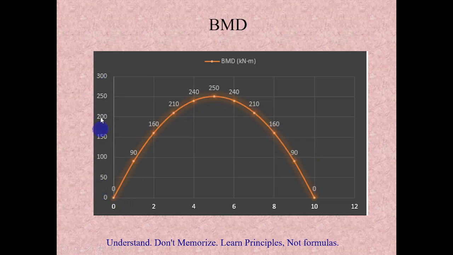Whatever we are seeing here is the bending moment value in kilonewton meter, and this is the span length. At the support it has 0 value, and the maximum is at 5 meter, exactly at the mid span. How to calculate these values is very basic, everybody knows, so I'm not going to spend any time on this.